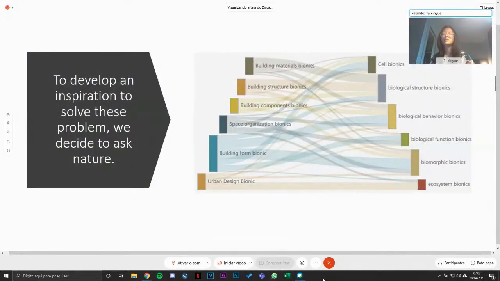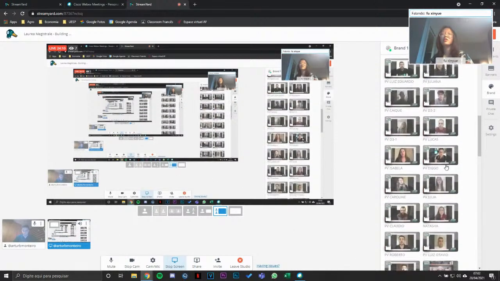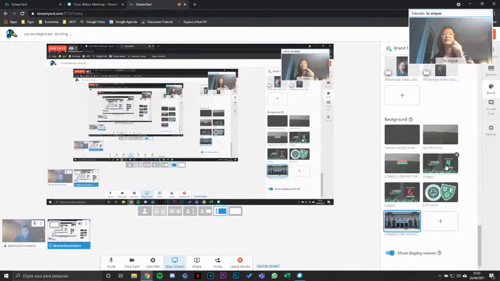As the graph on the right shows, nature gives architecture inspiration on many levels. To the problems human beings are facing, many creatures have encountered and evolved solutions for a long time.